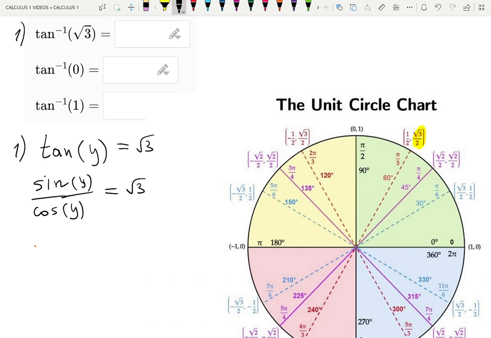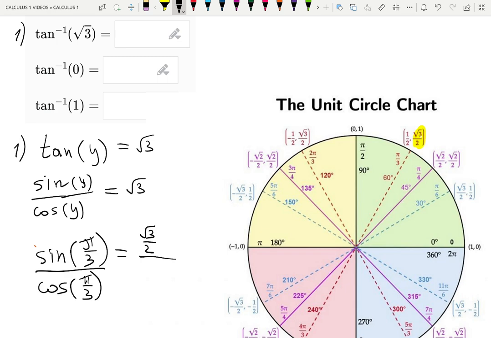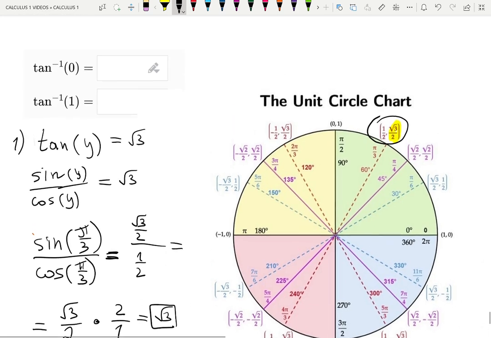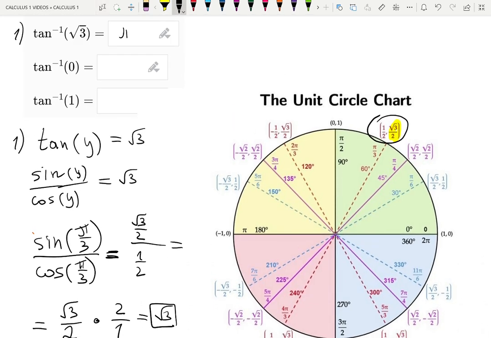At pi over 3, sine is square root of 3 over 2. Cosine at pi over 3 is, let me put equal sign in the middle, 1/2, as you can see, or maybe hopefully you remember that. That means it gets nicely simplified, and you have square root of 3 over 2 multiplied by the flipped fraction, because we're multiplying by the reciprocal, and it gives me square root of 3 over 1. So that is the answer for the first question, pi over 3.